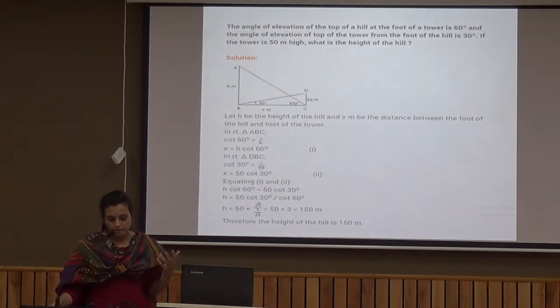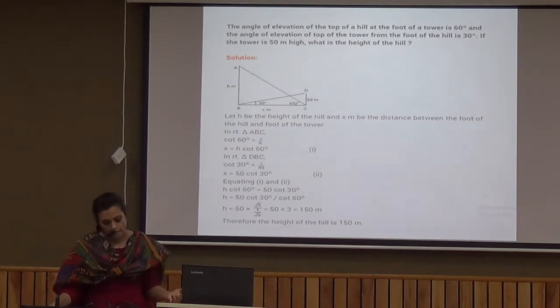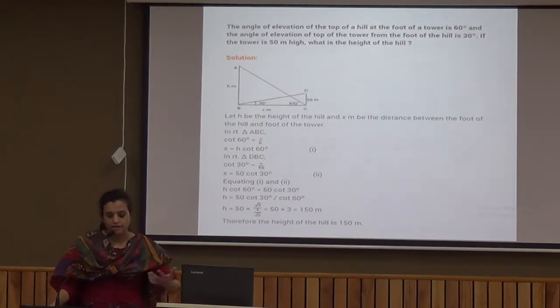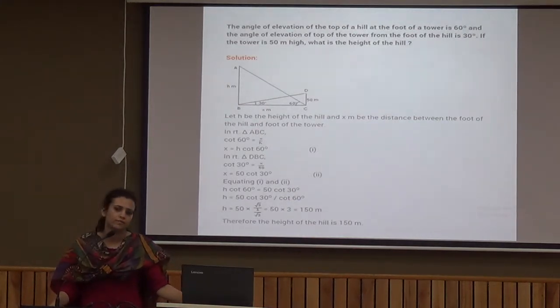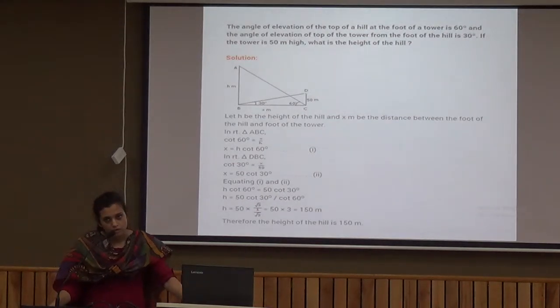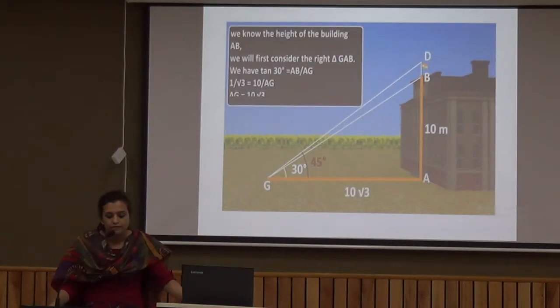So in both the cases, if I put in the value of X and equate, I will get the value of H directly, which is 150 meter. It's just a matter of cross multiplication and a bit of calculation here and there, children. If you're clear with the concept, this concept of applications of trigonometry is going to be an extremely easy and interesting thing for you. Now we know the height of the building AB.